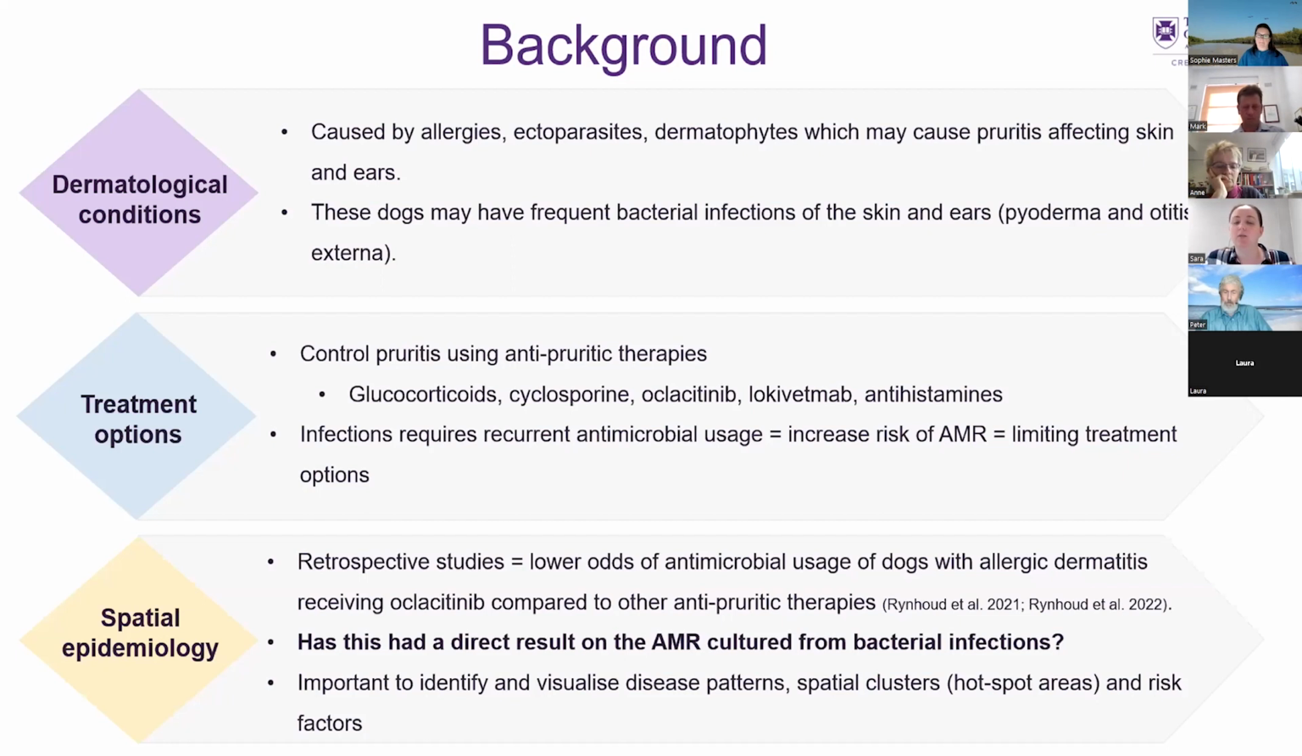There's been two retrospective studies, one using the VetCompass Australia database, which identified that there are lower odds of antimicrobial usage of dogs with allergic dermatitis receiving ofloxacin compared to your other anti-pruritic therapies. So what we want to know now is, has this actually had a direct result on your antimicrobial resistances cultured from those bacterial skin and ear infections in dogs? We can achieve this using spatial epidemiology to identify and visualize your disease patterns, such as your antimicrobial resistances and usage, your spatial clusters or your hotspot areas of high multi-drug resistant isolates, and any associated risk factors.